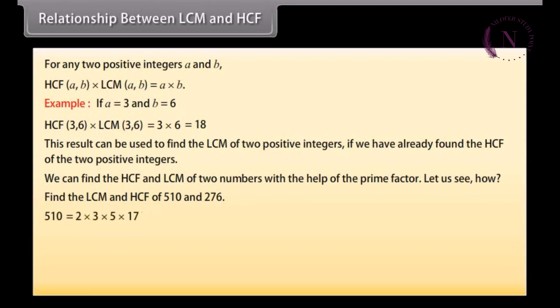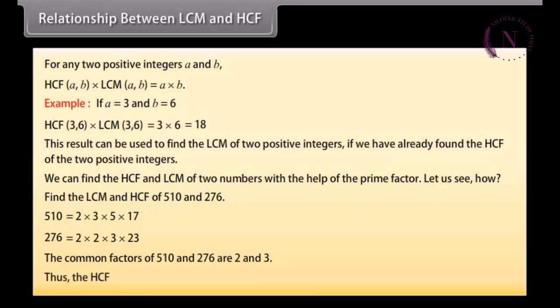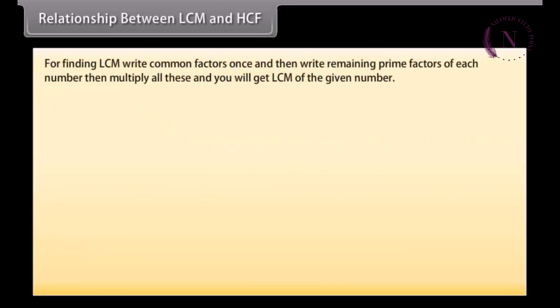510 = 2 × 3 × 5 × 17. 276 = 2 × 2 × 3 × 23. The common factors of 510 and 276 are 2 and 3. Thus, the HCF is 2 × 3. For finding the LCM, write the common factors once and then write the remaining prime factors of each number. Then multiply all these and you will get the LCM of the given numbers.